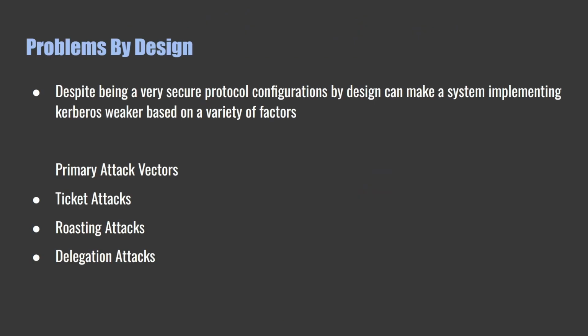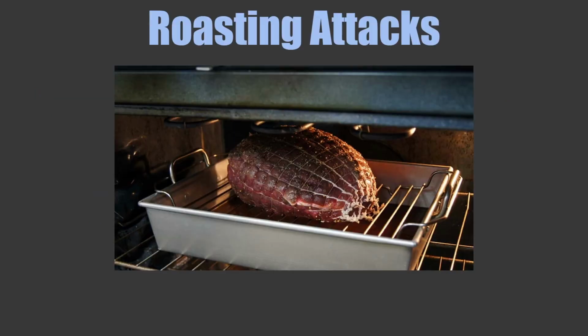Despite being a very secure protocol, configurations by design can make a system implemented in Kerberos weaker based on a variety of factors. So Kerberos is a very secure protocol. There's nothing inherently weak about it. There's just a few things that do exist, especially in an Active Directory environment, that do make it a lot more vulnerable if misconfigured. So these primary attack vectors that you'll probably see are ticket-based attacks, roasting attacks, and delegation attacks. And these are what you'll be covering on your CRTP and or your OSCP. So right away, we'll go into the roasting attacks.